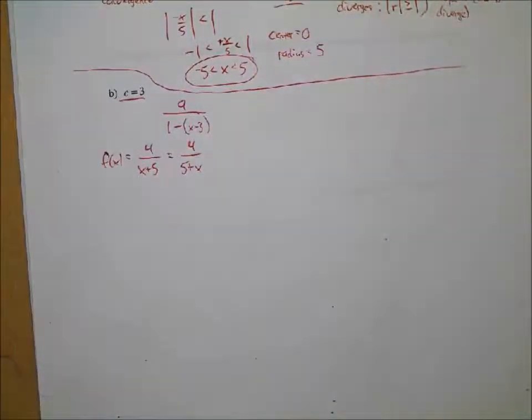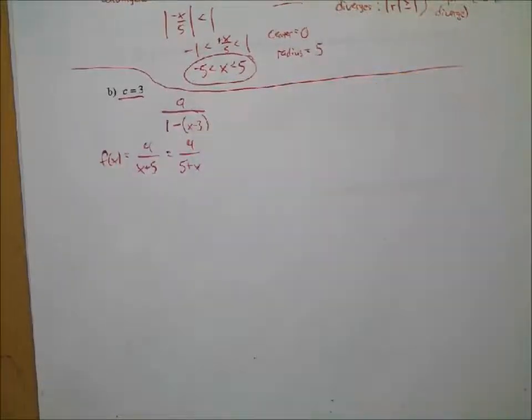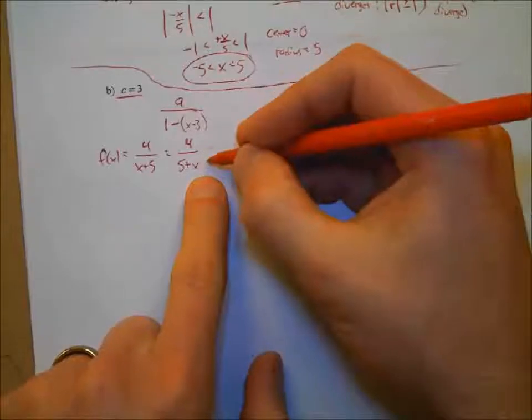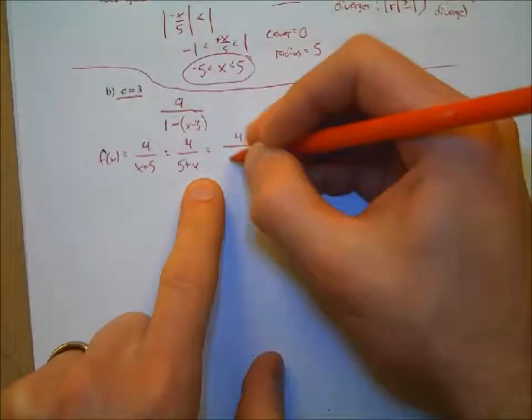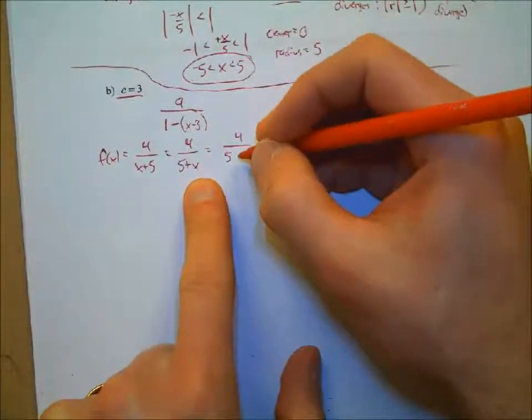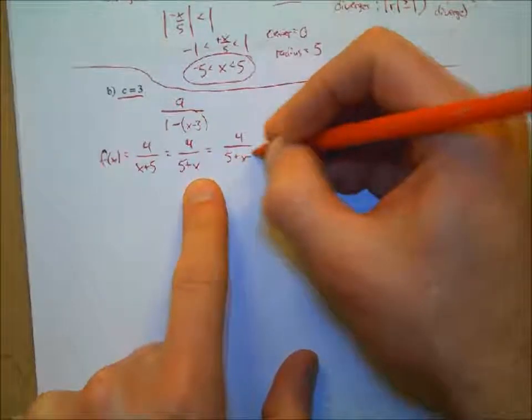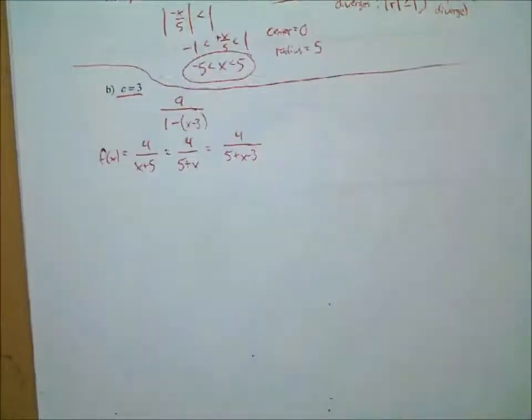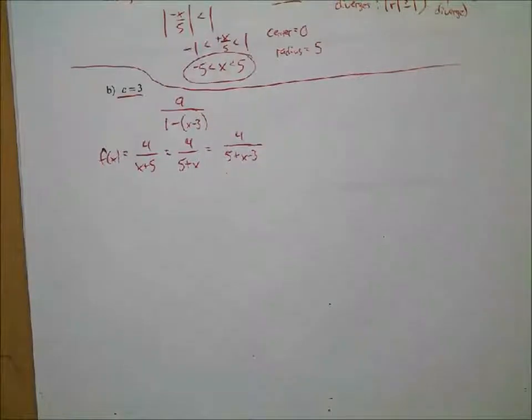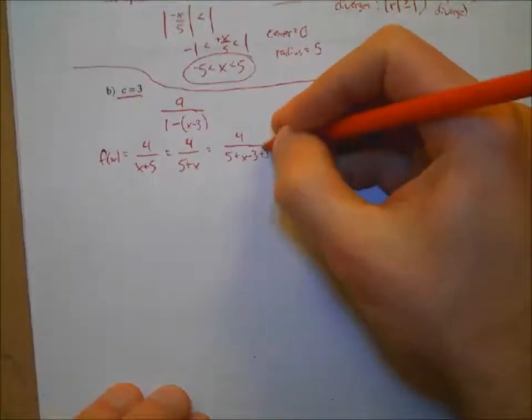All right. And then what I'm going to do at this point is manipulate things so that we get that x minus 3. In order to get an x minus 3, I'm just going to put it in. 4 over 5 plus x minus 3. But of course, if I introduce a minus 3, I would also have to introduce a plus 3 to balance it out. So we'll just put a plus 3 there in the denominator as well.